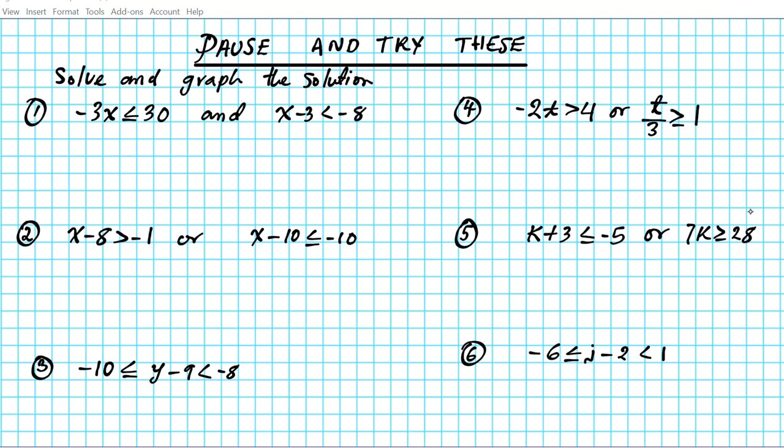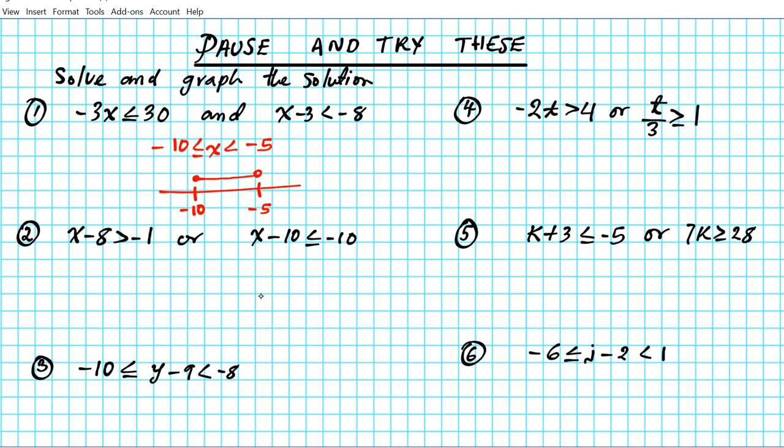Alrighty, welcome back. So hopefully you had a chance to try the problems. Let's take a look at what the solutions are. For the first one, we have a conjunction. The answer is -10 is less than or equal to x, which is less than -5. To graph that, it is just bounded between -10 and -5. The -10 part is closed and the -5 part is open. So there goes the answer to number 1.